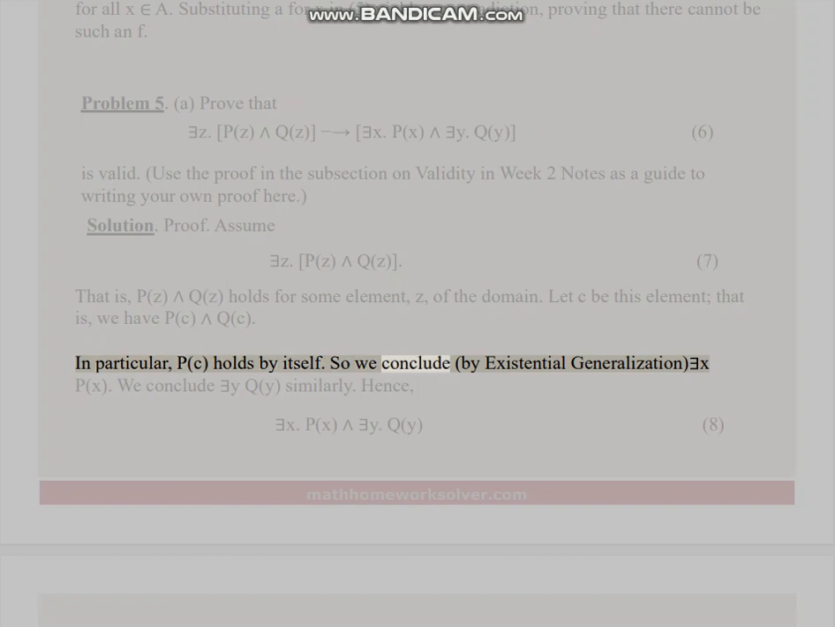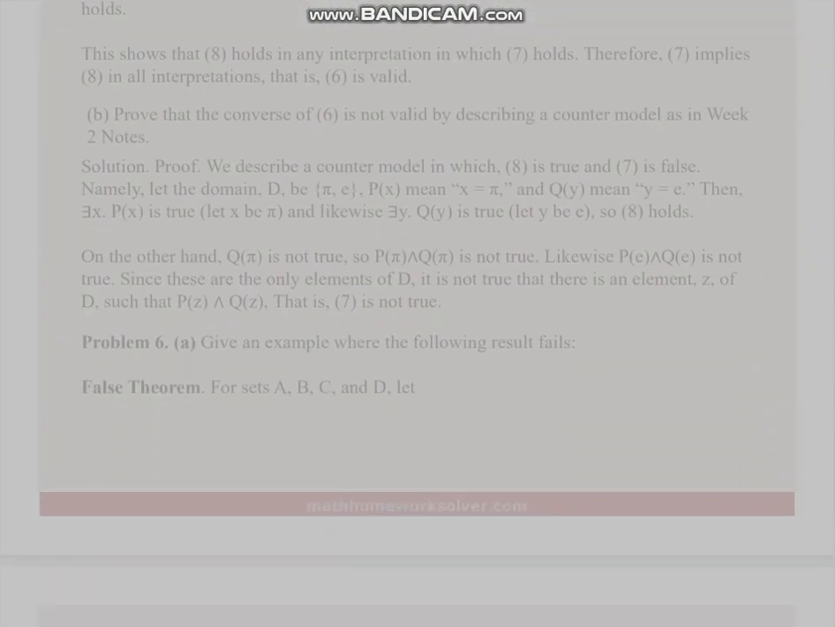So we conclude, by existential generalization, ∃x P(x). We conclude ∃y Q(y) similarly. Hence, ∃x P(x) ∧ ∃y Q(y) (8) holds. This shows that 8 holds in any interpretation in which 7 holds. Therefore, 7 implies 8 in all interpretations, that is, 6 is valid.